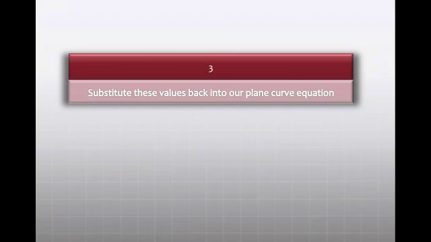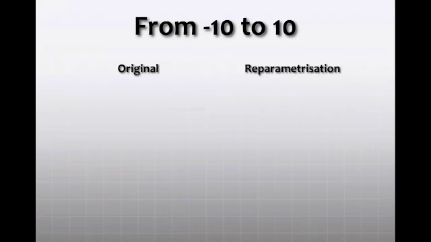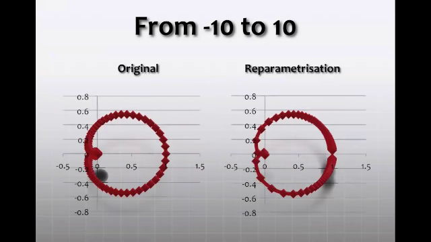Now the final step, as we said before, was to substitute that value back into our original plane curve equation as so. And then we can plot all of those points, which is the reparameterization, and we can compare it to our original graph. And as we can see, it's the same shape, so we have managed to reparameterize it, apart from this time it does have unit speed.